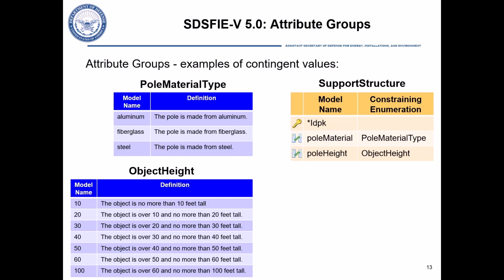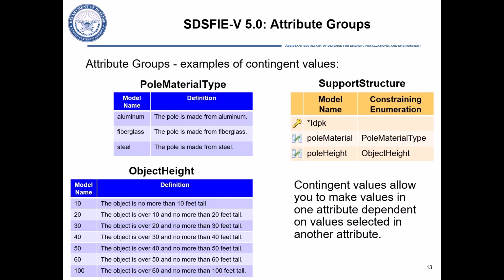The other use of attribute groups is to specify contingent values among the group members. Contingent values are a data design feature that allow the user to make the values in one attribute dependent on values selected in another attribute. For example, consider the dependencies between support pole material type and pole height. If the pole material equals aluminum, then the values that the pole height attribute can take on from the object height enumeration are either 10, 20, or 30.